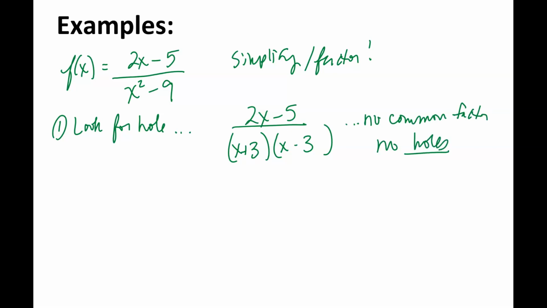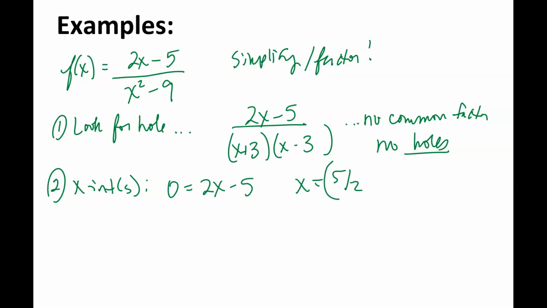And then I'm going to move to the second thing, which above was to look for my x-intercepts. So looking for x-intercepts, you are setting this problem equal to 0. And you really only have to worry about the numerator, because when the numerator is 0, the entire problem is 0. So let's just solve this out, right? So I'd move the 5 over, divide by 2. So my x-intercept is going to be at the point, notice I'm writing it as a coordinate, 5/2, comma 0. So I know I have an x-intercept there.